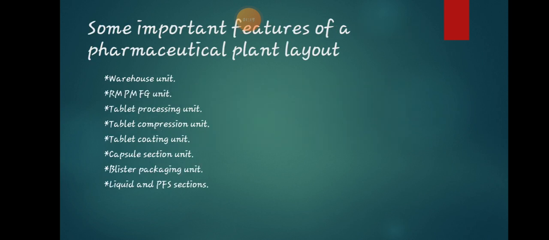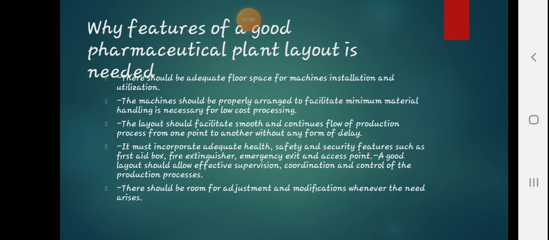Some important features are warehouse unit, RM unit, granulation unit, tablet processing unit, tablet compression unit, tablet coating unit, capsule section unit, blister packaging unit, liquid and API section.